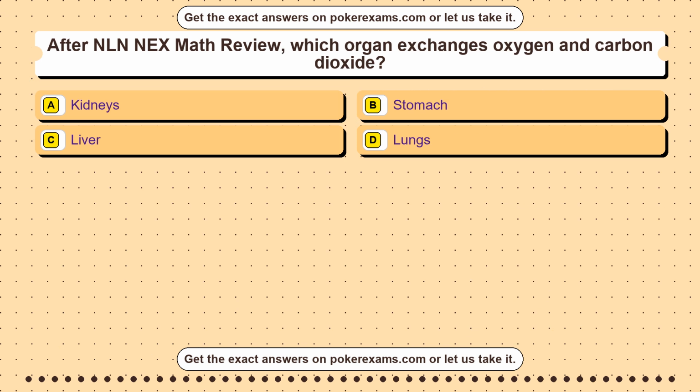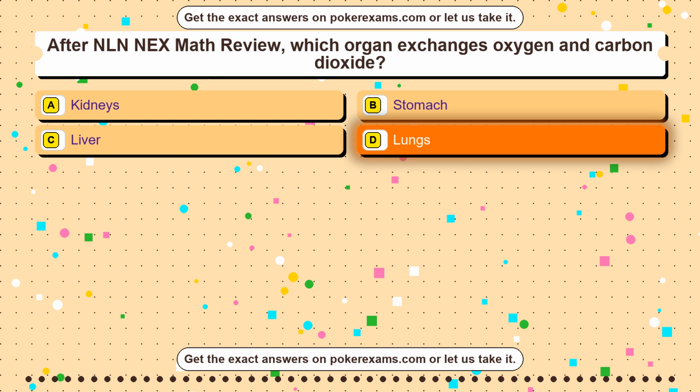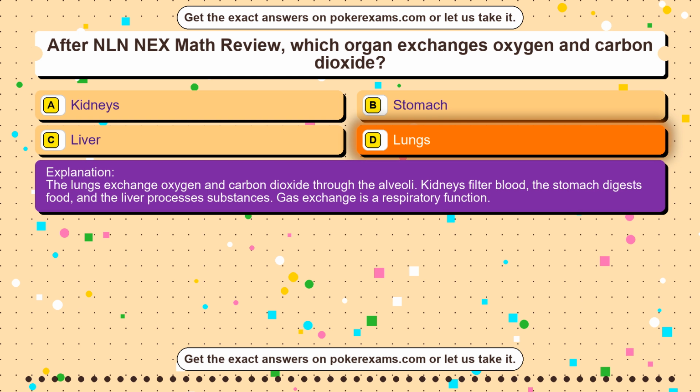Question 26. After NLN NEX Math review, which organ exchanges oxygen and carbon dioxide? Option A. Kidneys. Option B. Stomach. Option C. Liver. Option D. Lungs. The correct answer is option D. Lungs. The lungs exchange oxygen and carbon dioxide through the alveoli. Kidneys filter blood, the stomach digests food, and the liver processes substances. Gas exchange is a respiratory function.